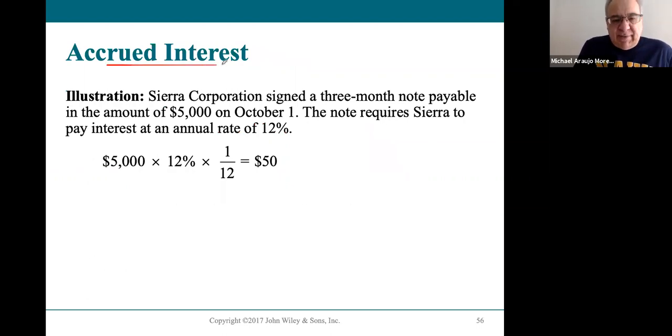So accrued interest is a very interesting concept, because when a company takes out a loan, in this case, remember, Sierra Corporation signed a 3-month note payable. You don't pay the interest until it's due. So even though they took this loan out on October the 1st, they don't have to pay back the loan or the interest until January the 1st, which is 3 months later. Okay. Well, what happens is interest is accruing every day on this loan. And so you will have interest on this loan for October and for November and for December, even though you're not paying it until January 1st.